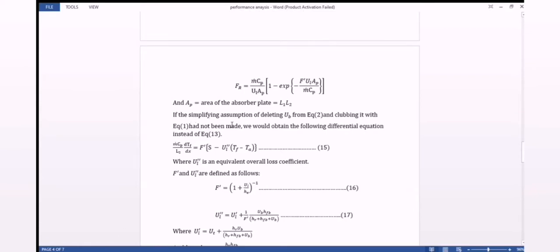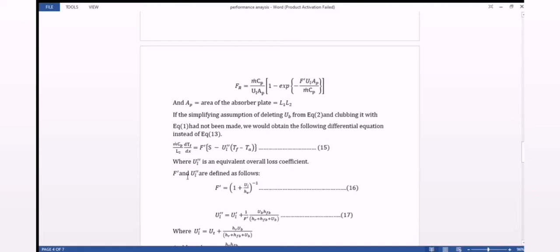If the simplifying assumption of deleting UB from equation 2 and clubbing it with equation 1 had not been made, we would obtain the following differential equation instead of 13. We get the equation as m dot Cp divided by L2 dTf divided by dx, which is equal to F dash into S minus UL double dash into Tf minus Ta, where UL double dash is an equivalent overall loss coefficient.